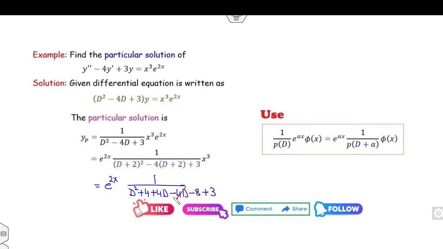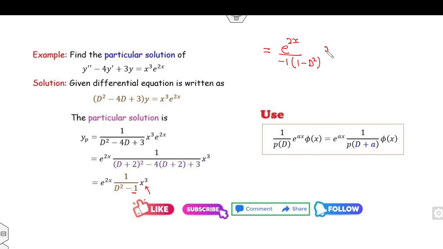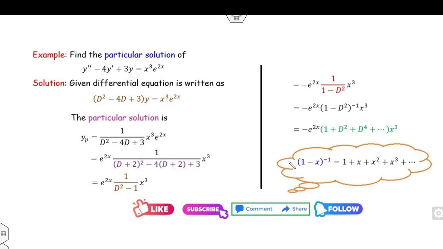Now clearly say 4D will be cancelled. It's a 7 minus 8. That's a minus 1. Again, it's a polynomial. Then your target is to make them as a 1. I can take minus of the 1 as common. Then it is 1 minus D square of x cube. Then I can write 1 minus D square is the upside with the minus 1 of x cube. Then I can expand the series as 1 minus x. It will be 1 plus x square and so on.